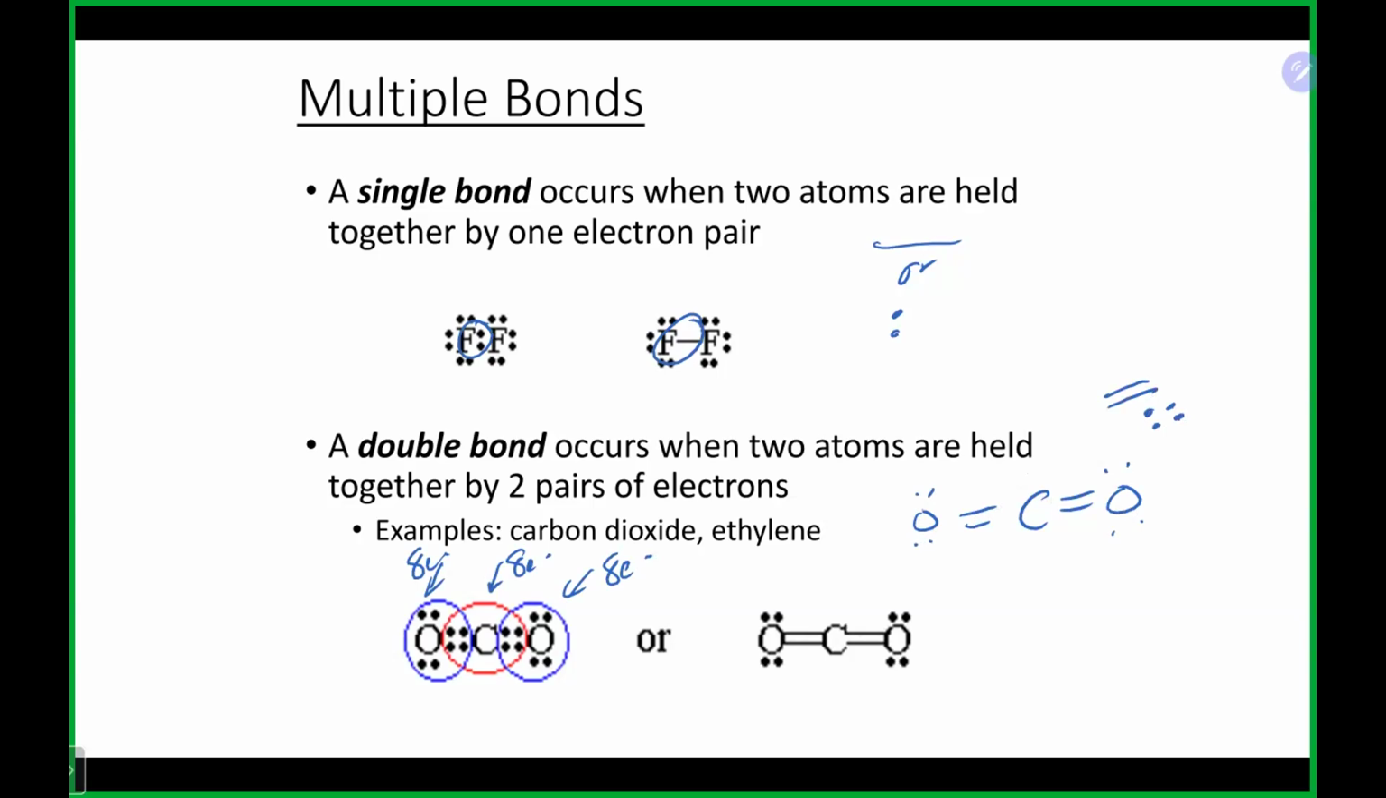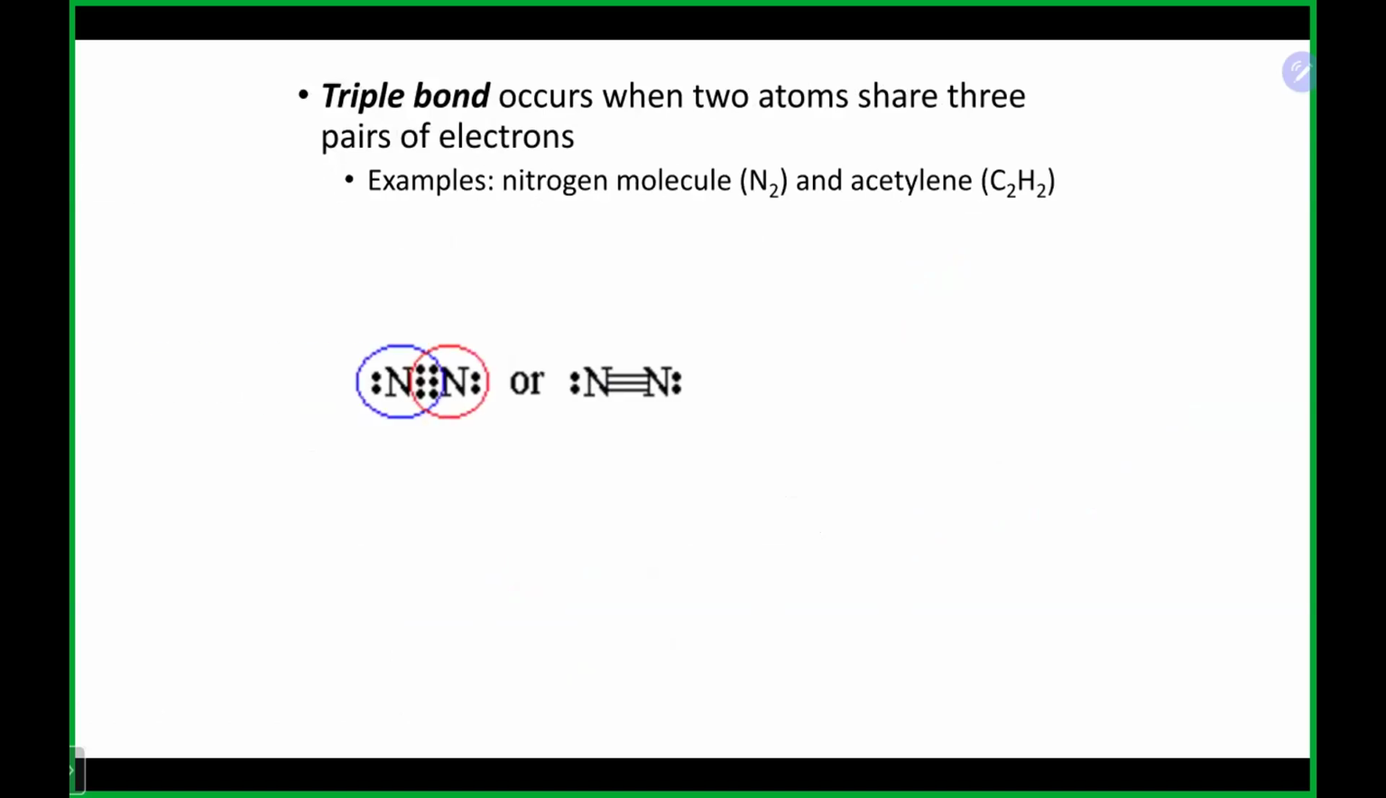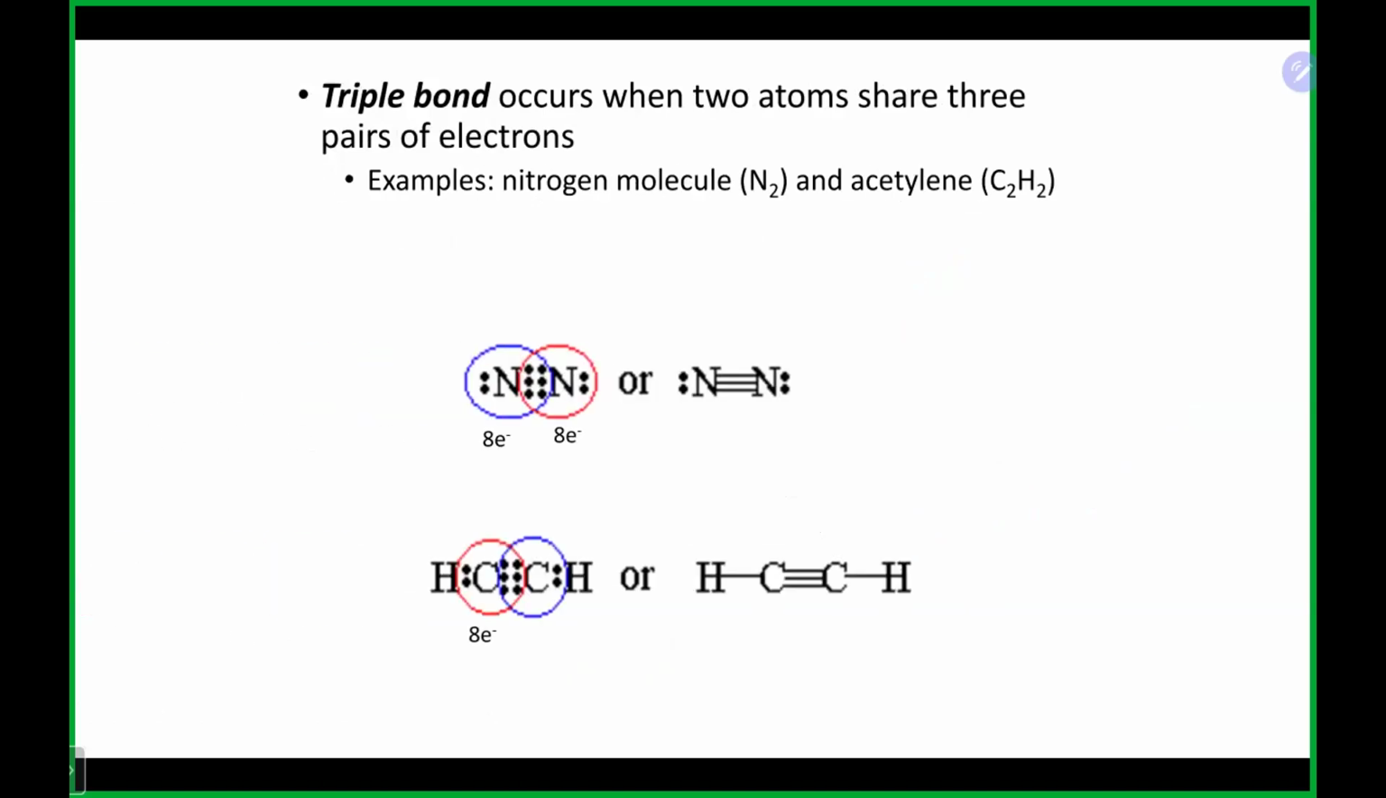So sometimes a single bond's all you need. Sometimes you need a little extra help, a little bit extra sharing, if you will, and a double bond is needed. And in some cases, a double bond is not enough, and you may actually need a triple bond to form. As we can see here, nitrogen's an example. Here it needs to form a triple bond, which again is 3 lines, or 6 electrons, or 3 electron pairs. And again, nitrogen on the right-hand side has 8 electrons through sharing. Nitrogen on the left-hand side has 8 electrons through sharing.